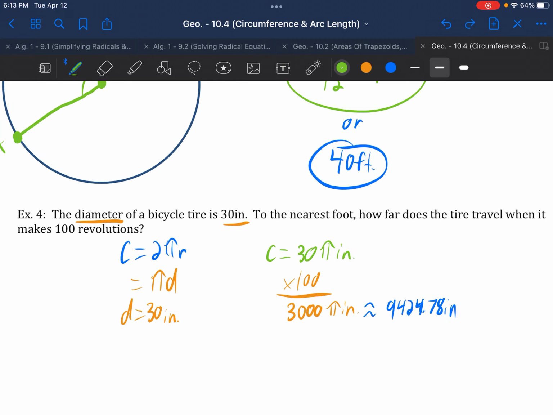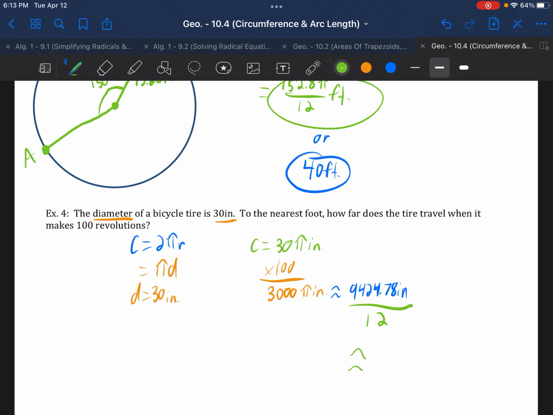Well, to go from inches to feet, we have to say, okay, well, how many inches are in a foot? 12. So we take this number and divide by 12. And that gives us approximately, to the nearest foot now, 785 feet. So the answer to our question of to the nearest foot, how far does a tire travel when it makes 100 revolutions, is 785 feet. That is all for the notes today.